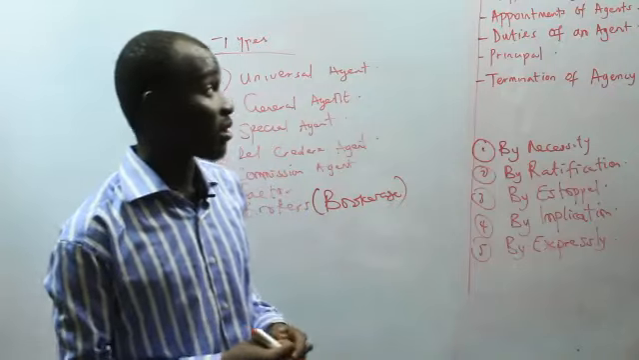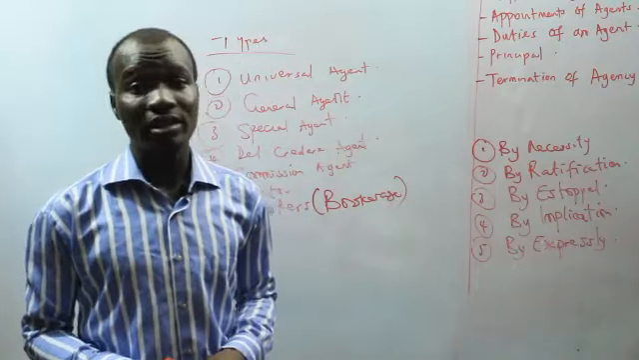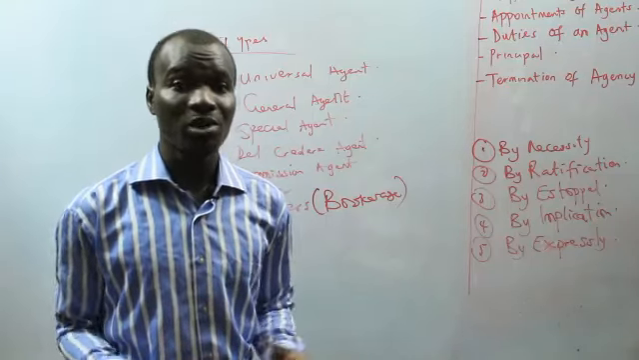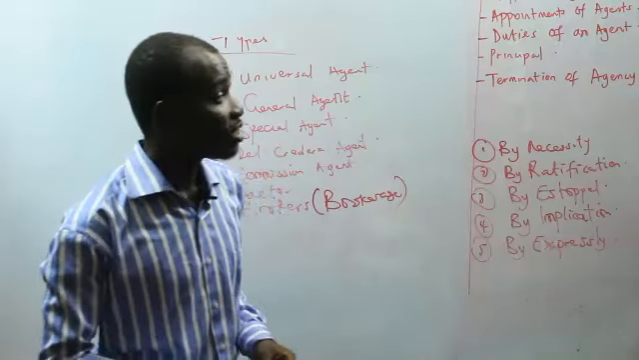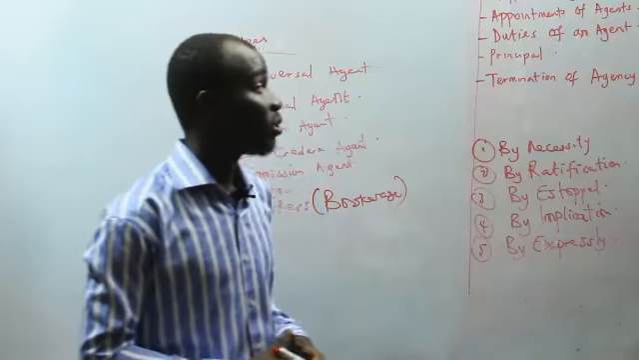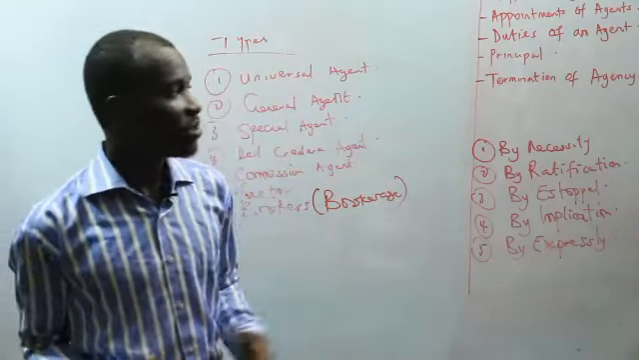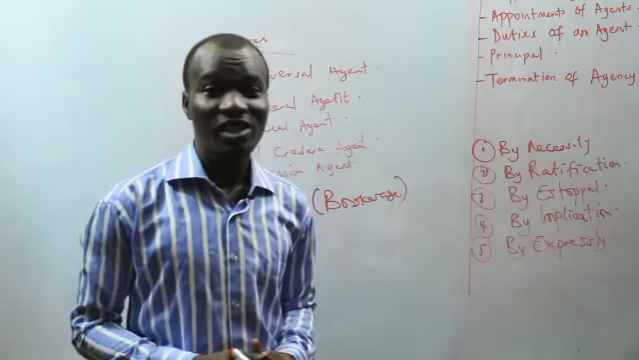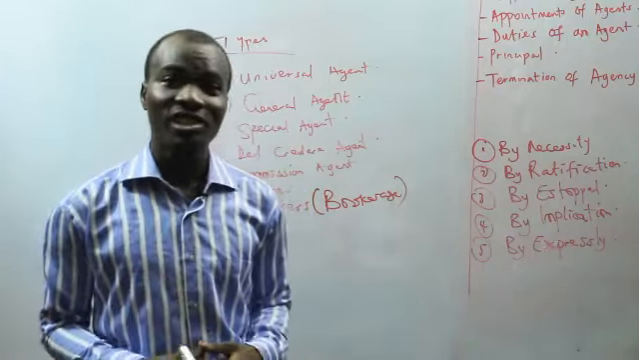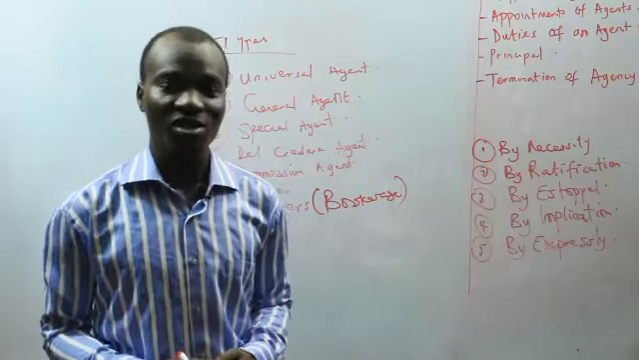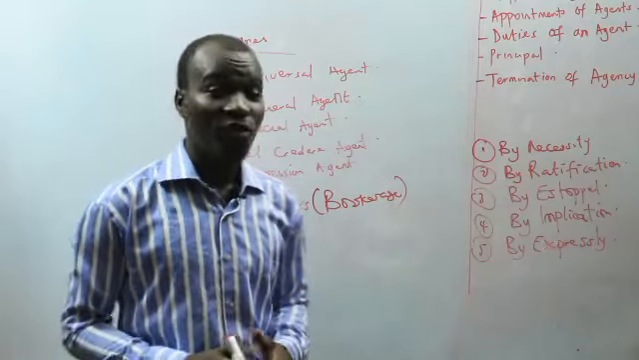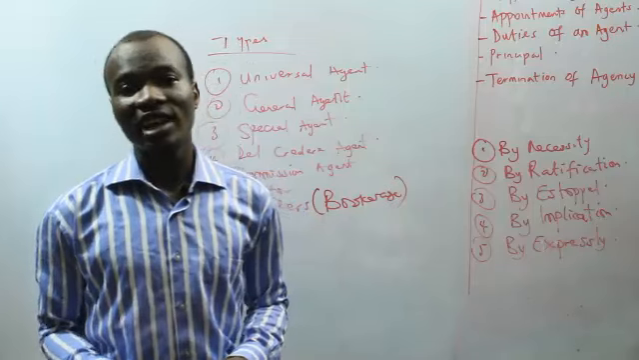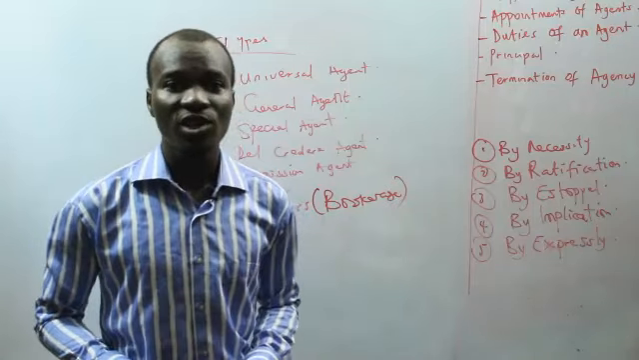We know that the principal is someone who employed the agent to act on his behalf. So anybody that appoints the agent to act on his behalf is called the principal. The principal also has some duties to perform to the agent. He is responsible to pay the agent his commission when due. That is one of the responsibilities of the principal to the agent.